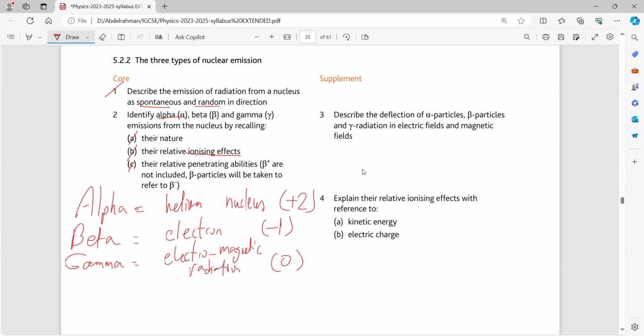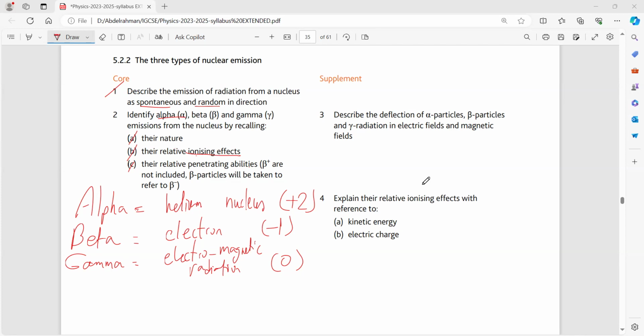Beta can be stopped by a thick sheet of aluminum, and gamma can be stopped or reduced by a thick lead wall or a thick concrete wall. So the most penetrating is gamma.